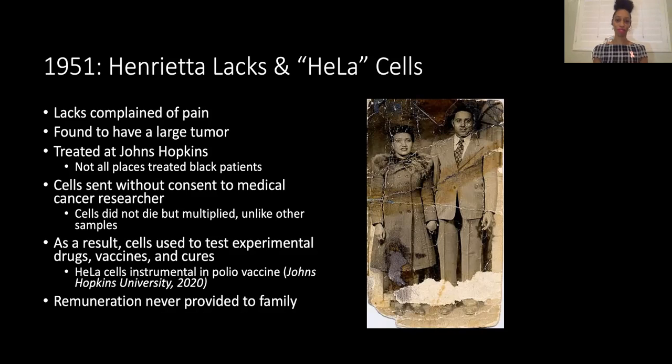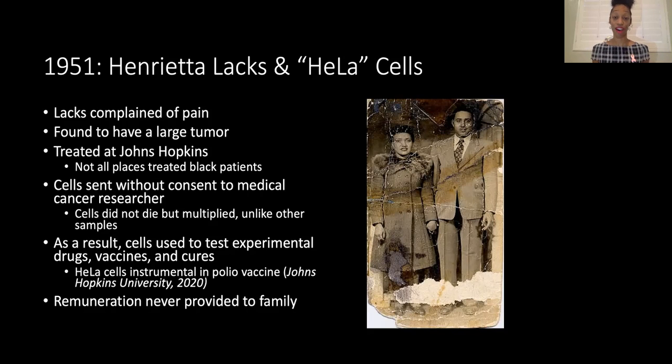Moving on to 1951, where we now have Henrietta Lacks and what are now referred to as her HeLa, or everlasting and undying cells. So this young lady was a married mother of 5, and she had been complaining of abdominal and lower stomach pain. She was found to have a large tumor when taken to Johns Hopkins, which at the time was one of the only facilities that treated Black patients. And her cells were sent upon biopsy and confirmed to have a malignant tumor.